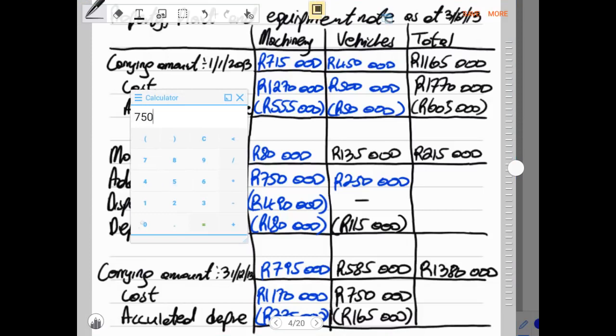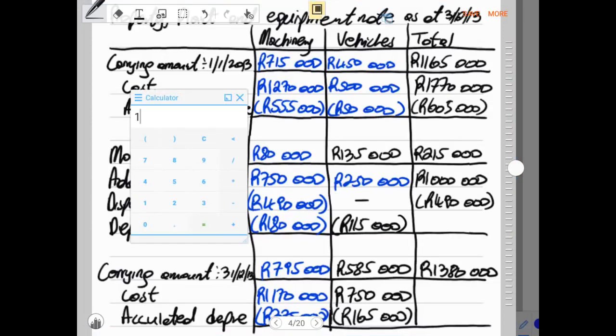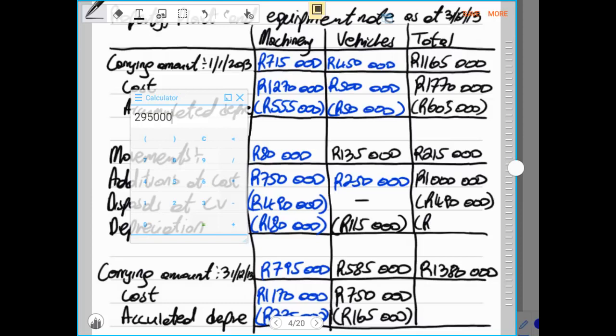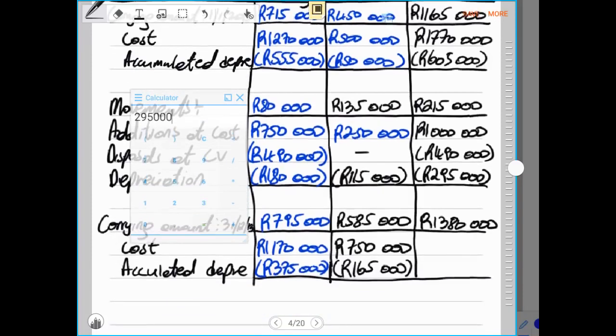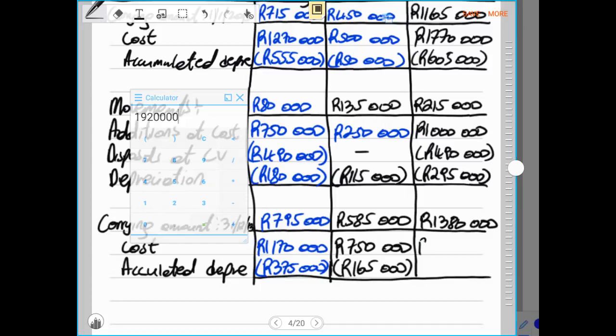Next one is 750,000 plus 250,000. This is just 1,000,000. Another one will be negative 490,000. Another one will be 180,000 plus 115,000, negative 295,000. Then we go to the closing cost, 1,170,000 plus 750,000 rands. It gives me 1,920,000.